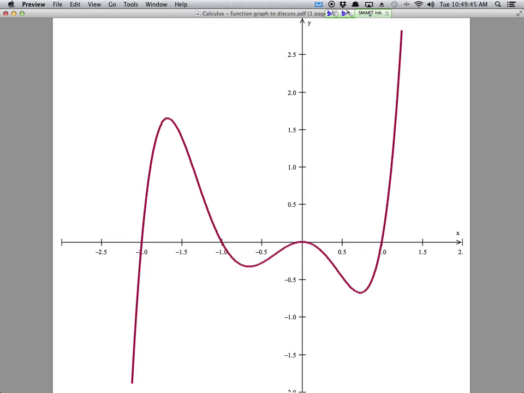Like I said, we are looking at concavity today and points of inflection. There are two different types of concavity. Does anybody know the two different types of concavity? There is concave up and there is concave down. Concavity is either going to be concave up or it's going to be concave down.